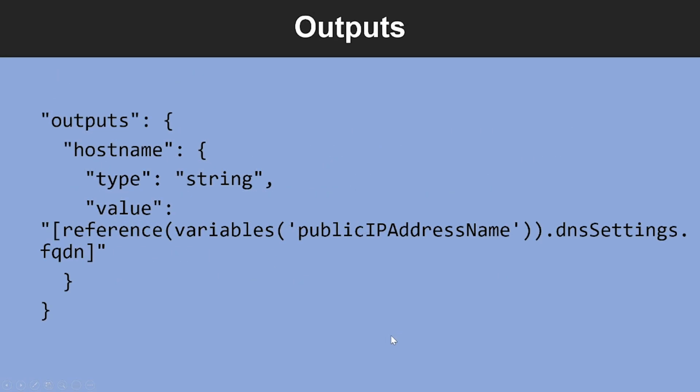And finally, we have outputs. Outputs define any information you'd like to receive when the template runs. In this example, this illustrates an output named hostname. The FQDN value is read from the virtual machine's public IP address settings.